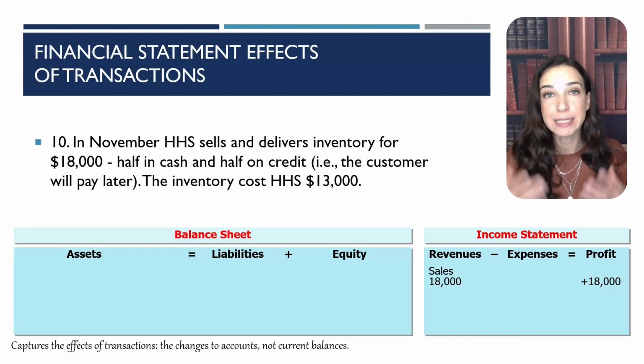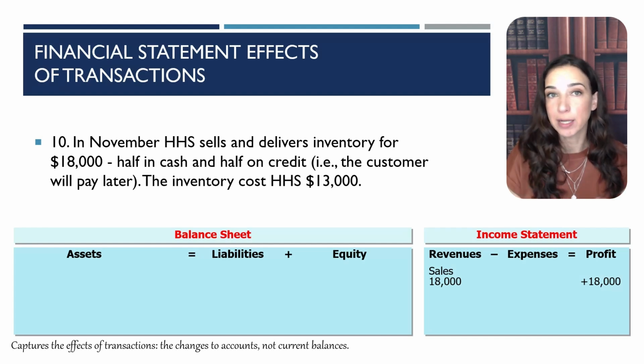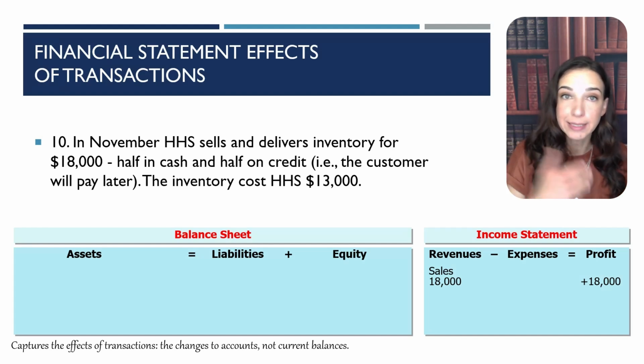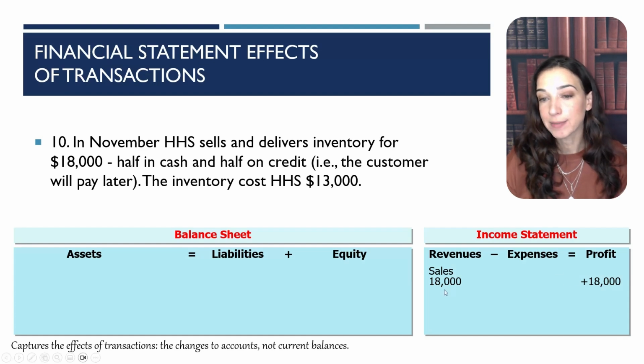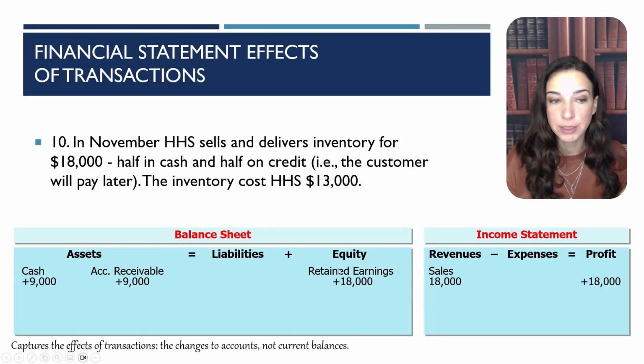Remember, it doesn't matter whether the cash exchange happened previously, at the same time, or in the future. The big question is, when is the timing of the economic transaction? For revenue, we get to recognize revenue when we do the job. That's at this point in time. So we have sales going up 18,000. That's a profit increasing transaction. That increases the retained earnings on the balance sheet. And on the asset side, we had cash going up for half of it, $9,000, and account receivable going up for $9,000 as well. What about the cost of goods sold?